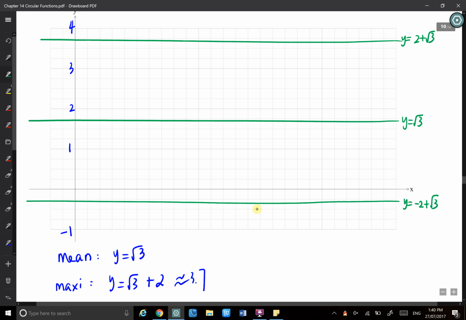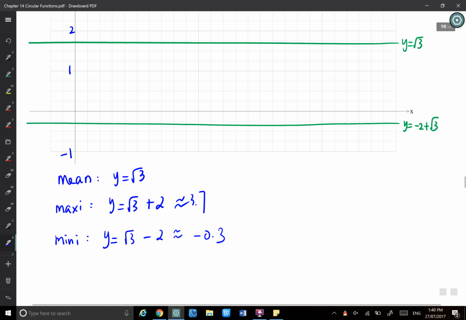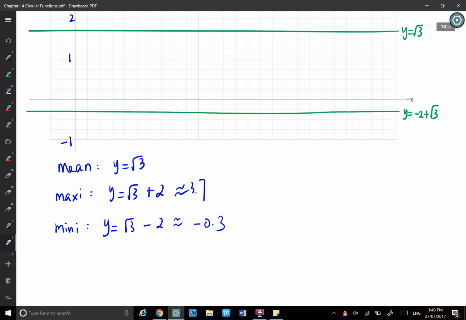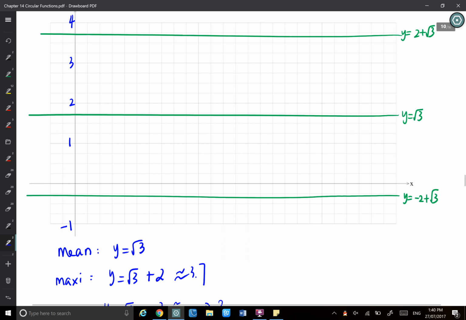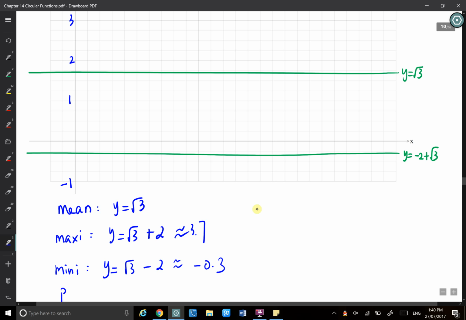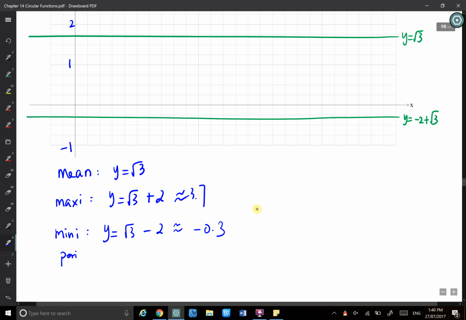Okay, next thing I want to find is the period. Can you calculate the period for me, please? What's the period for this graph? Pi. Okay. Period equals to pi. So it's 2 pi over 2 equals to pi.